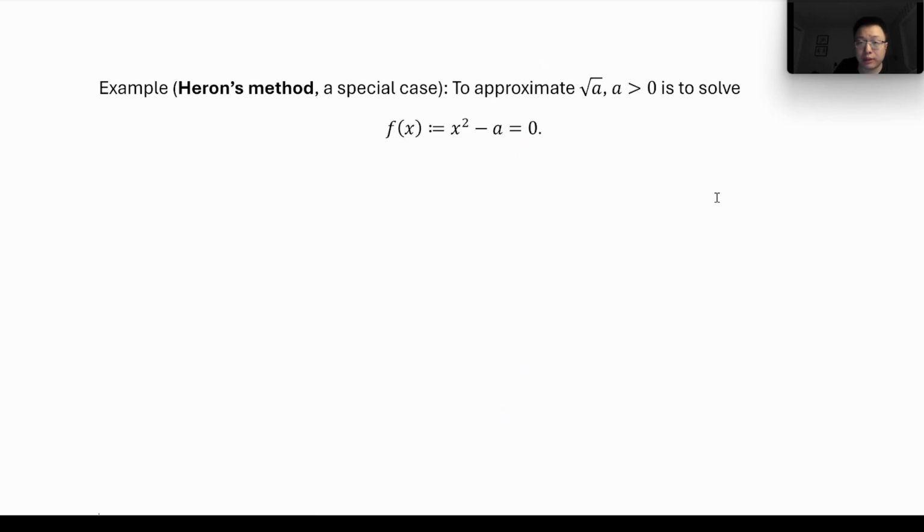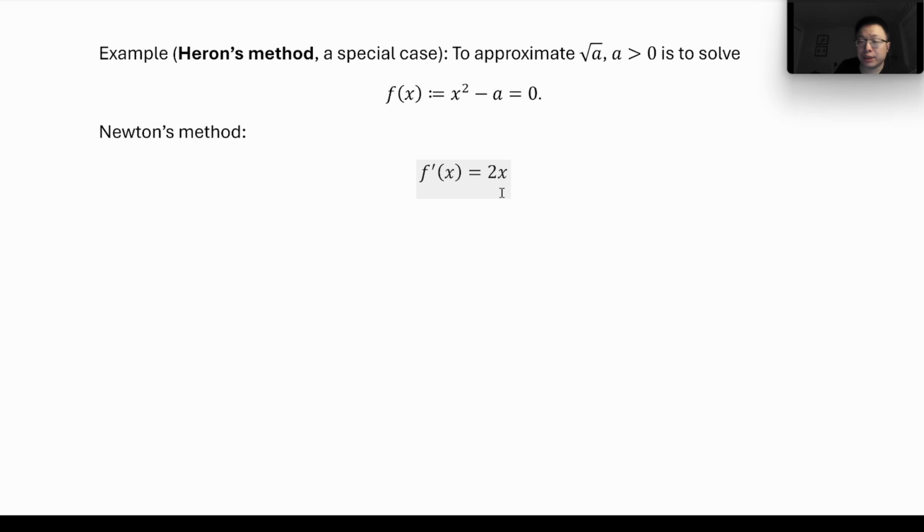For a concrete application, let's consider approximating square roots. In fact, this method is called Heron's method. It was discovered way before Newton's time. So to approximate the square root of a, where a is a positive number, is to solve the equation f of x, which is defined to be x squared minus a, equals 0. Let's see what Newton's method looks like for this particular function f of x.